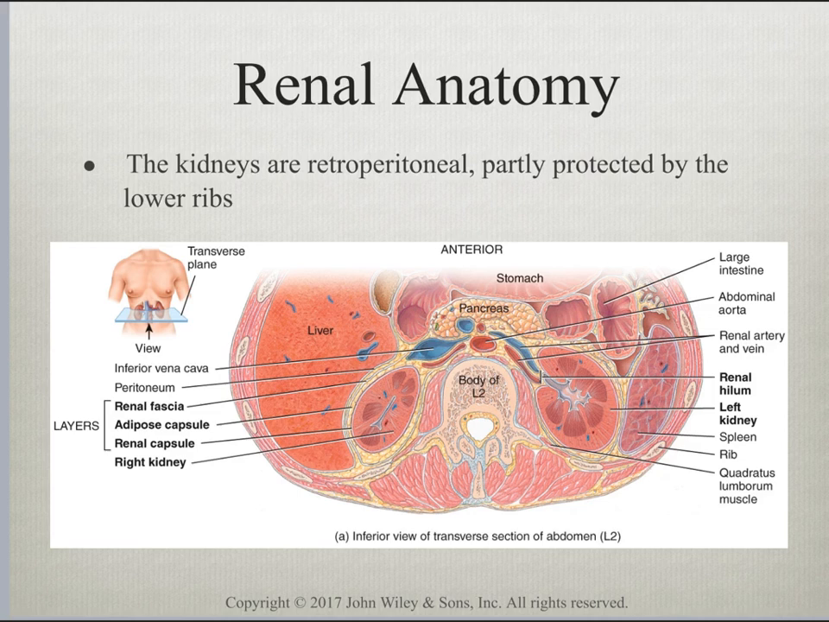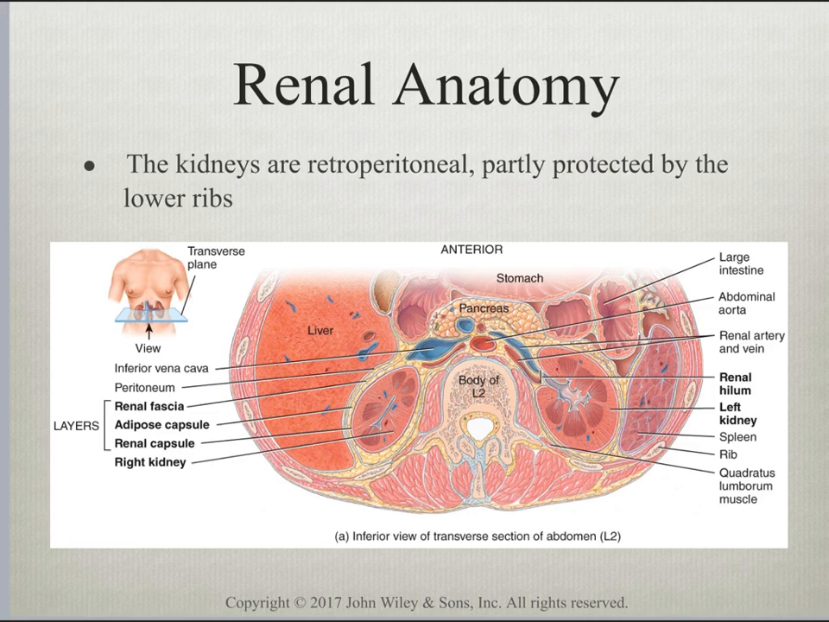Renal anatomy. We're going to examine exactly where the kidneys are located, in what cavity, and how they are protected. So the kidneys are retroperitoneal, so retro meaning behind, peritoneal meaning behind the peritoneum. And we're going to see that half of the kidneys are going to be partly protected by the lower ribs. This is an important bony structure that can protect the upper half of these kidneys.